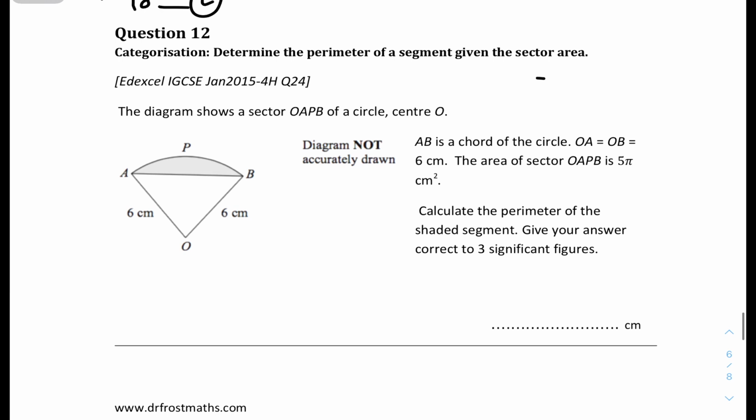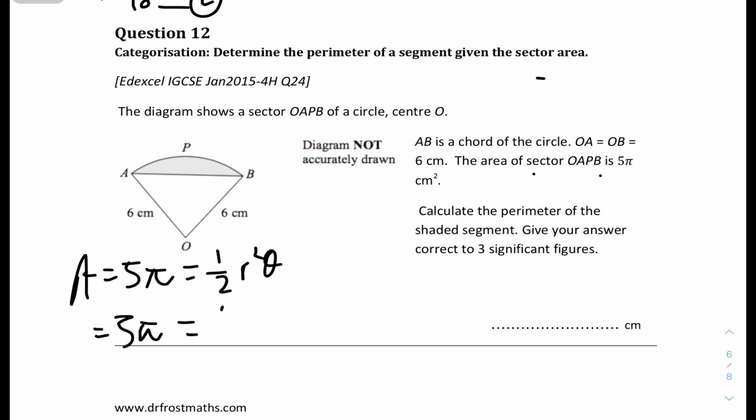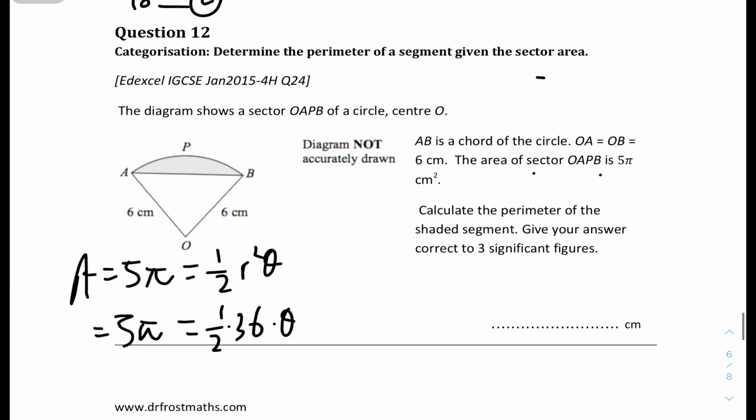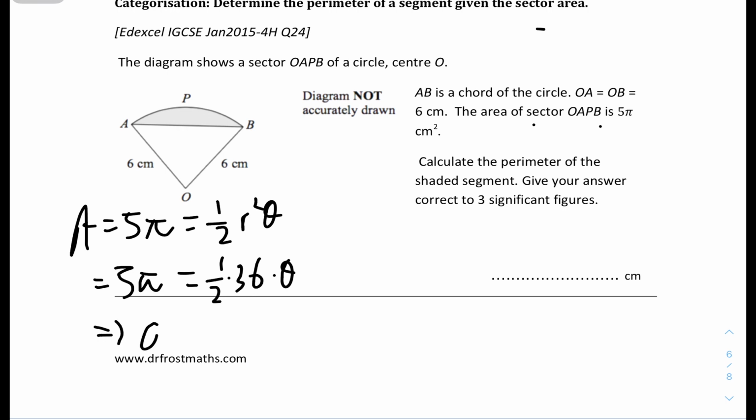And question 12, calculate the perimeter of the shaded segment, giving an answer in 3 significant figures. From here we can see that the area of the sector is 5 pi cm squared. So the area is 5 pi, and we know that the area formula is half r squared theta. So it will be 5 pi equals half 36 theta, because r is 6, and 36 divided by 2 will be 18. Therefore theta is 5 over 18 pi.